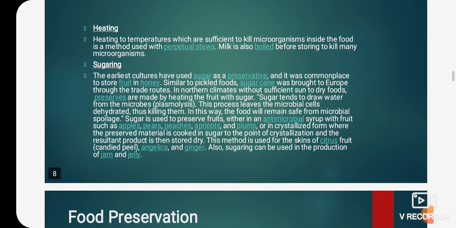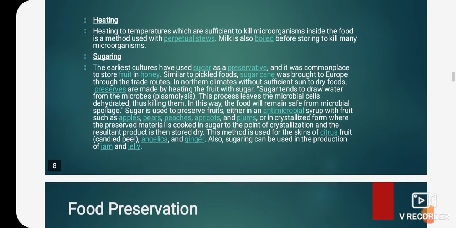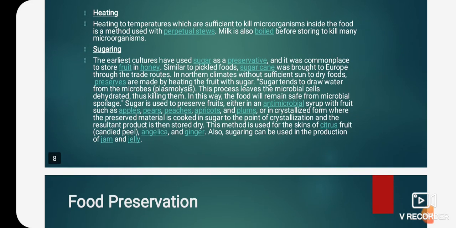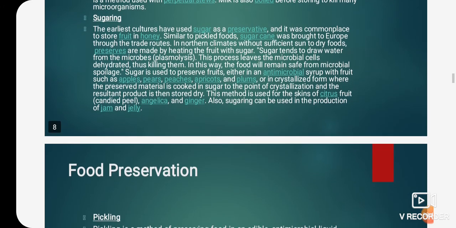This method is used for the skins of citrus fruits, candied peel, angelica, and ginger. Also, sugaring can be used in the production of jam and jelly.